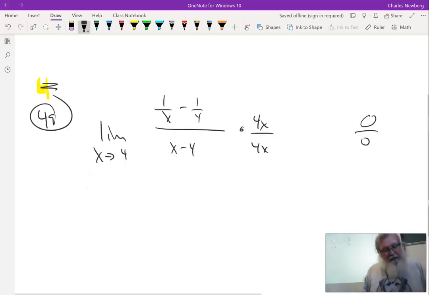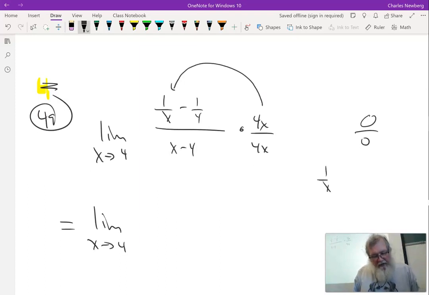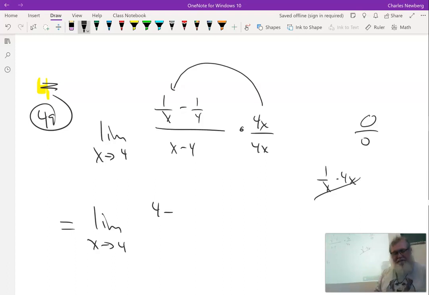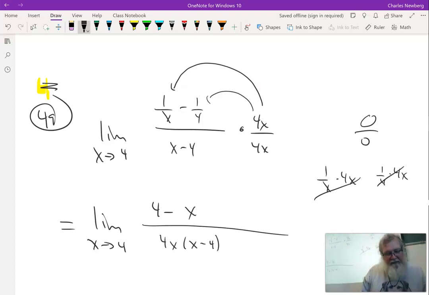So in the numerator, what happens? Well, as we distribute, we'd have 1 over x times 4x. What would happen there? The x's would cancel. We would just get what? A 4. As we distribute under the second term, we get 1/4 times 4x. What would cancel there? The 4's. So we get what? A minus x. So I distributed that through there and cleaned that up. Now in the denominator, I'm not going to distribute. I'm just going to leave that as 4x times (x minus 4).